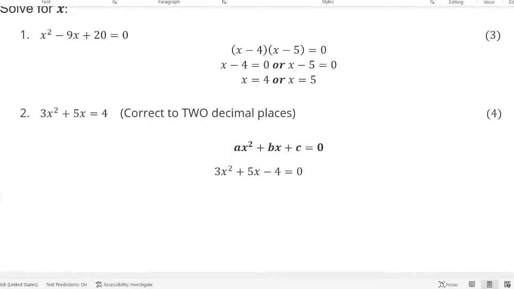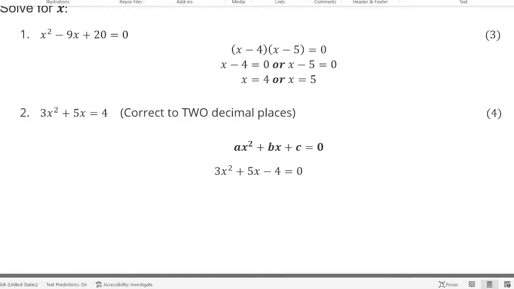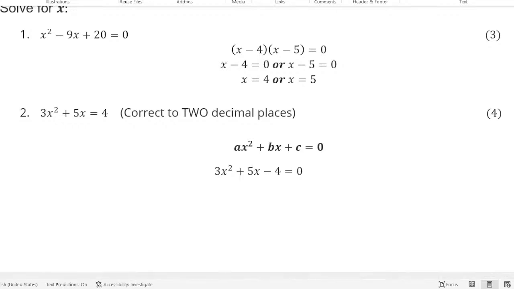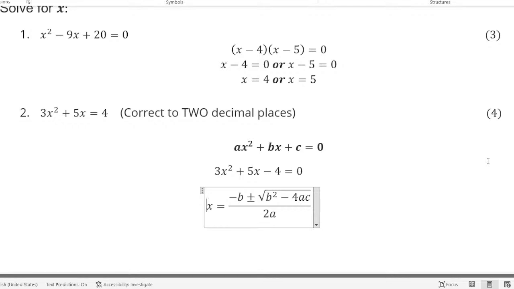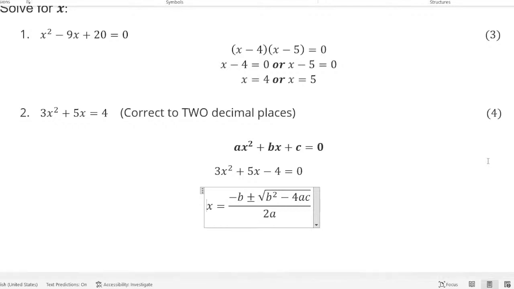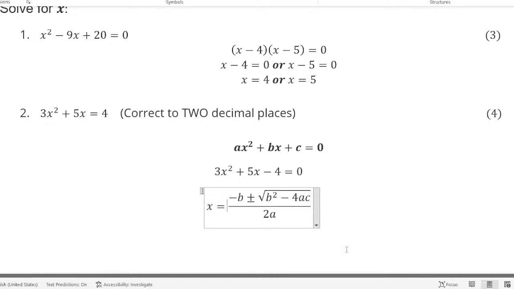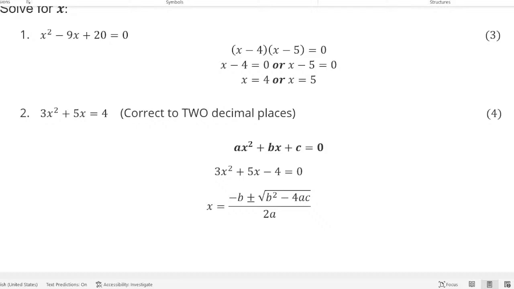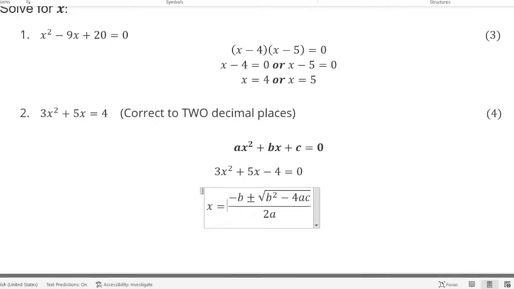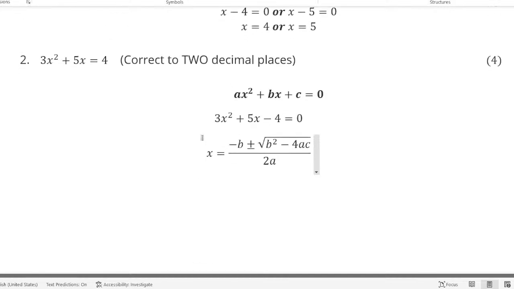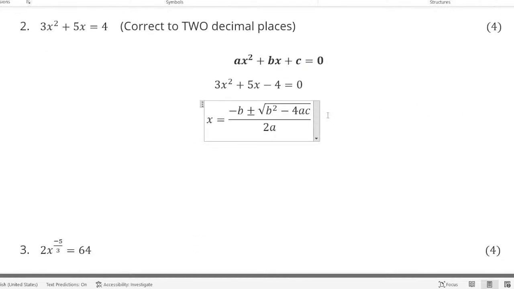Then here we'll use the quadratic formula. I believe you know it by heart. All right, so the quadratic formula is x is equal to minus b plus or minus the square root of b squared minus 4ac, divided by 2a. Perfect. Then now we have to substitute the values of a, b, and c.